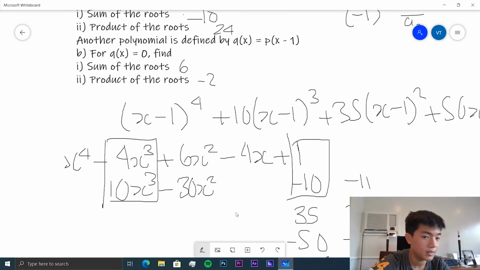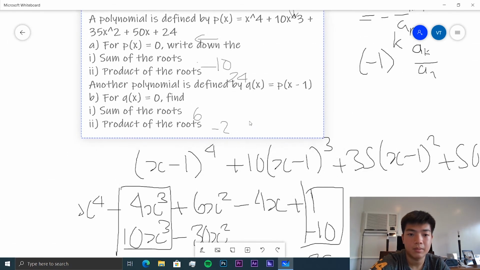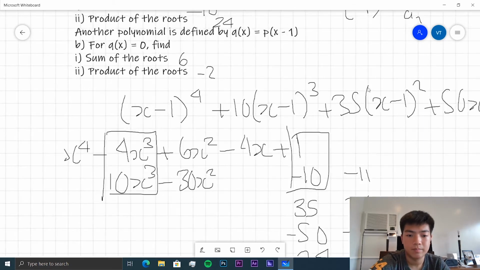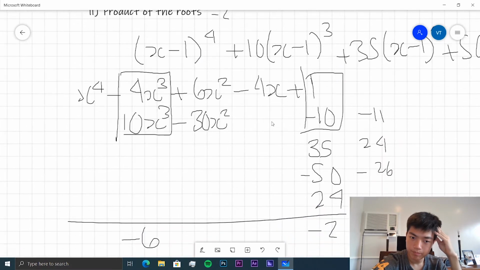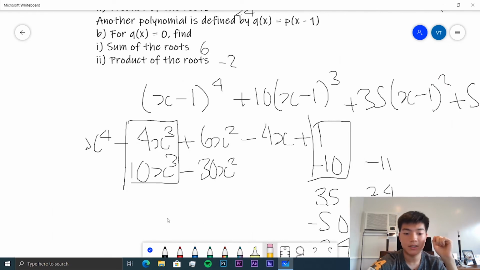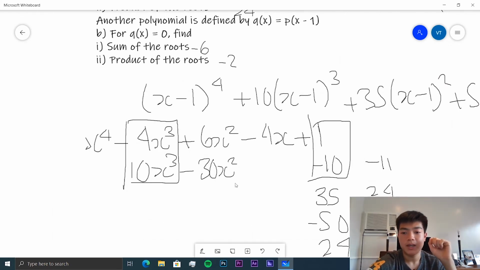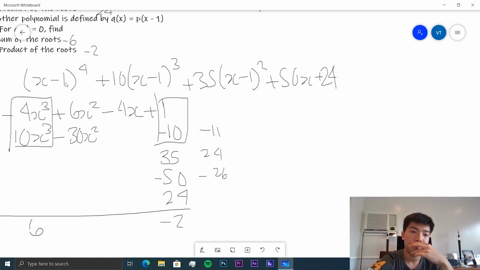We made an error in the math, perhaps. Oh, sorry, this should be 6. I added, okay, so this would be 6, so this answer should be negative 6. And the product, let's go over this again. Plus 1 minus 10 plus 35 minus 50 plus 24.